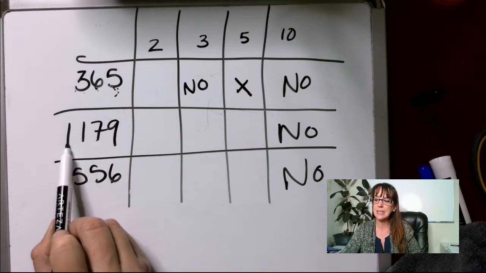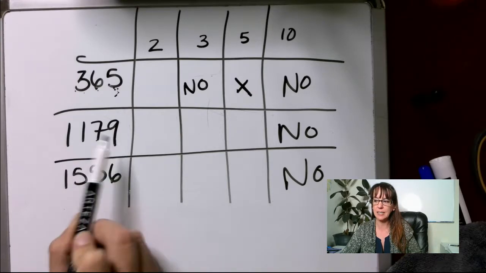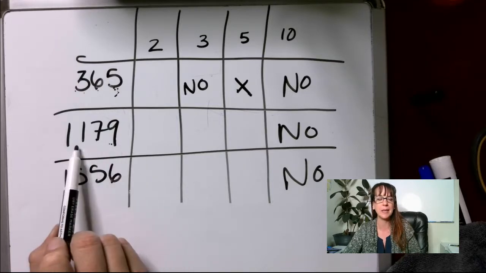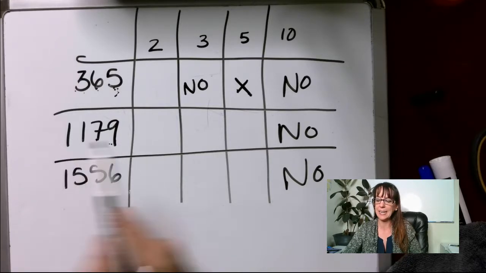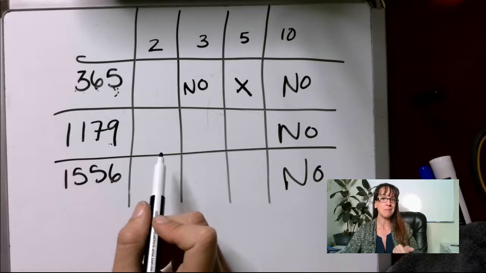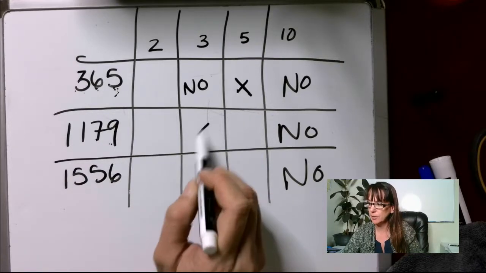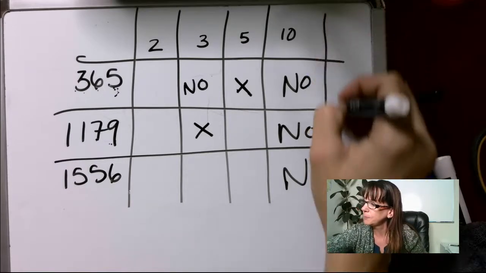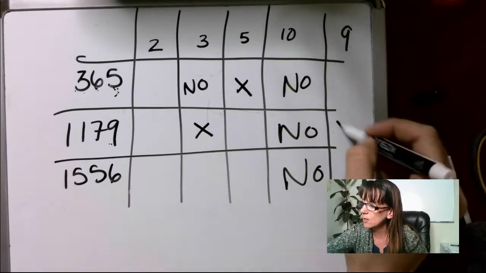7, 8, 9. 9 plus 9, I'm adding all these up, right? So 9 plus 7 plus 1 plus 1 is going to be 18. Does 3 go into 18? Yes. So 3 is also going to go into this. Does 9 go into 18? Yes. So 9 is also going to go into this.